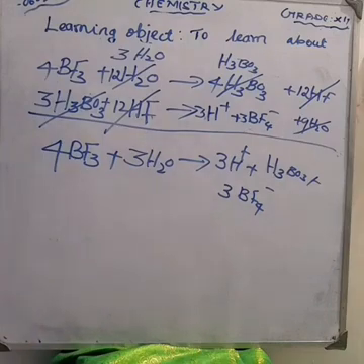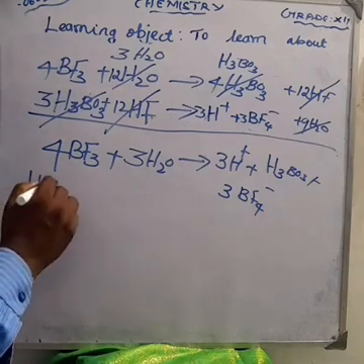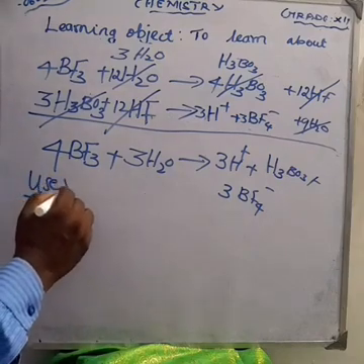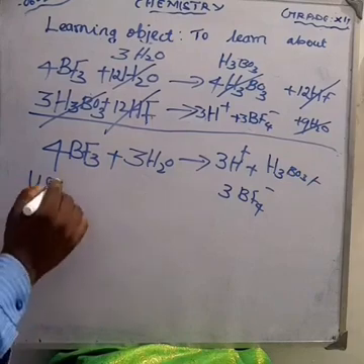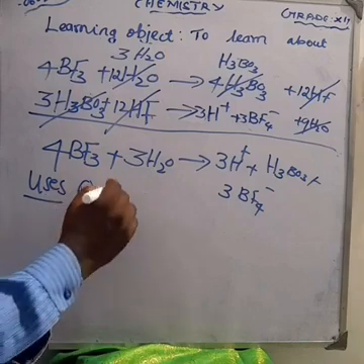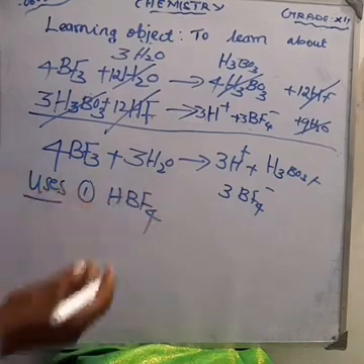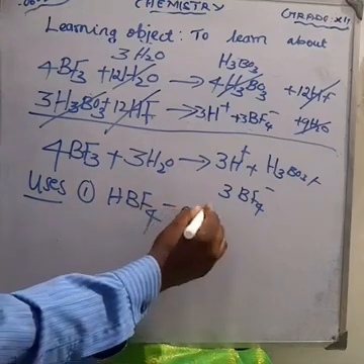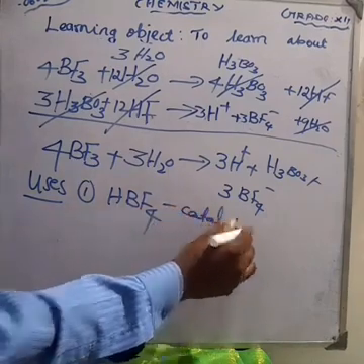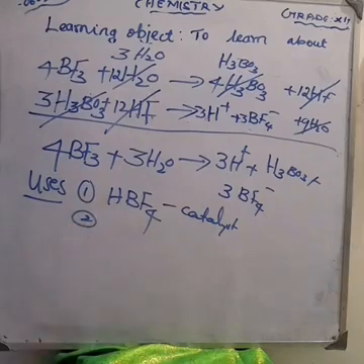Next, what are the uses of boron trifluoride? Boron trifluoride is used for the preparation of HBF4. It is used as a catalyst in organic chemistry, and also as a fluorinating agent.